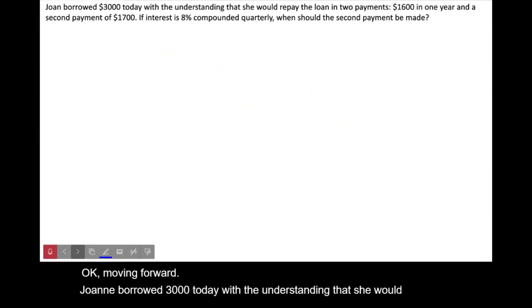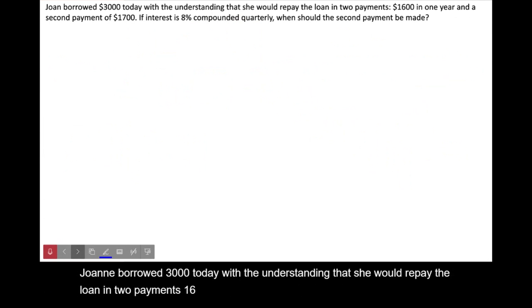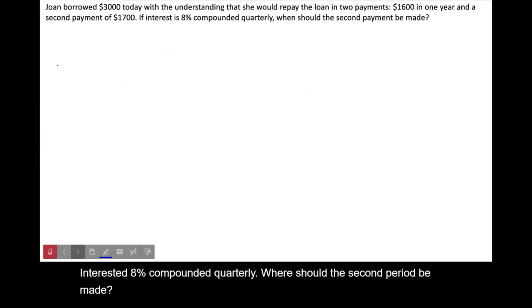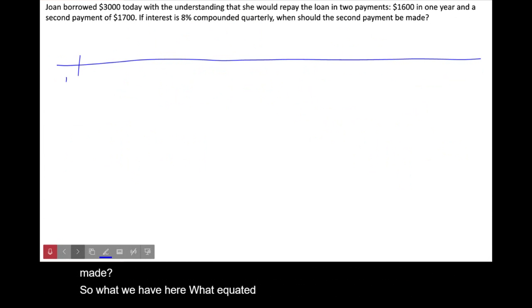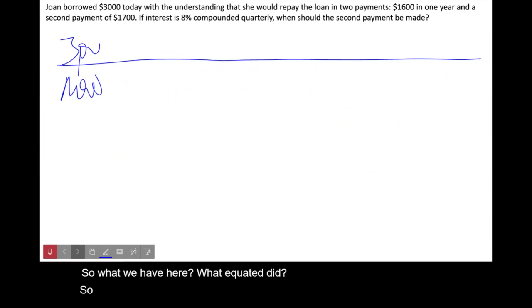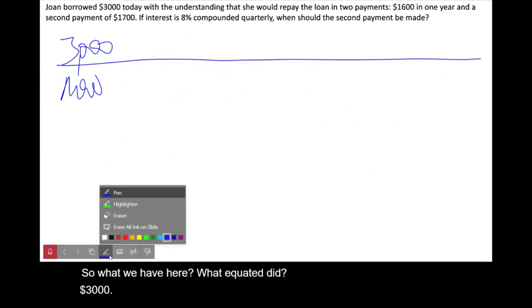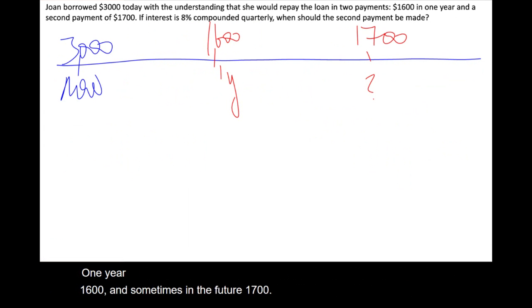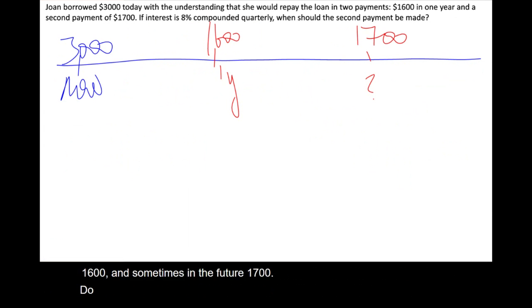Okay, moving forward. Joanne borrowed 3,000 from David, understanding that she would repay the loan in 2 payments, 1,600 in 1 year and a second payment of 1,700. If interest is 8% compounded quarterly, when should the second payment be made? So we have here what? Equated date. So now $3,000, and repayment is 1 year, 1,600, and sometime in the future 1,700. Now, do we need a focal date here? Yes or no?